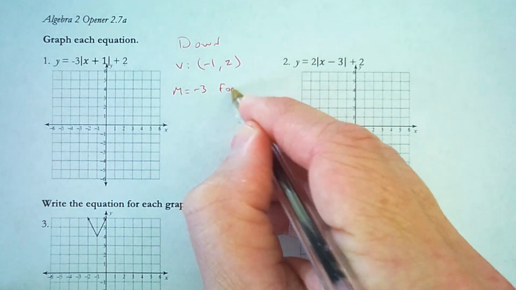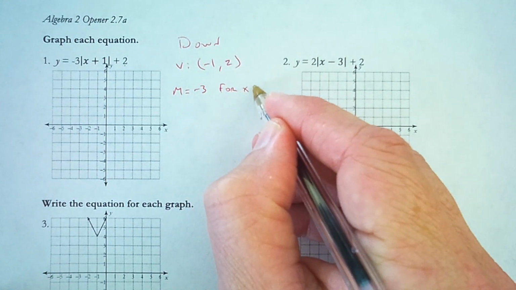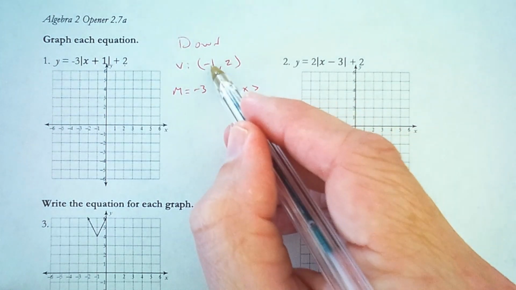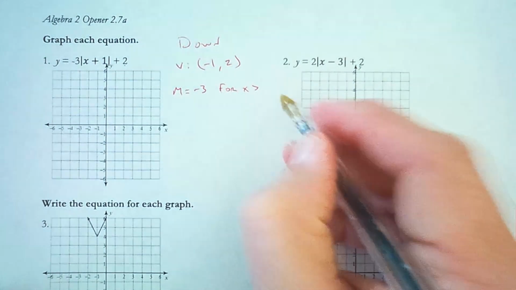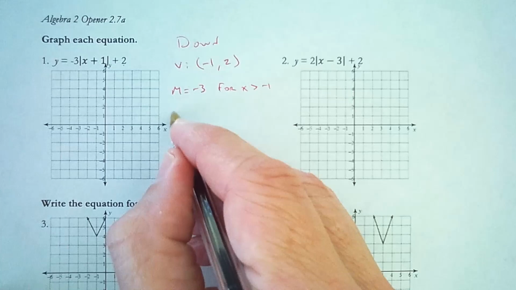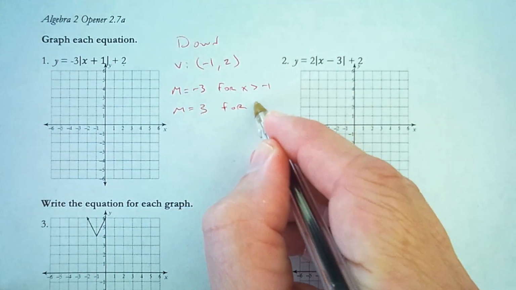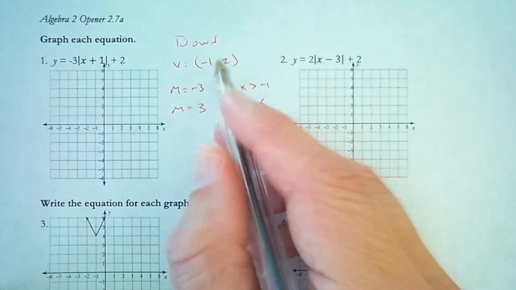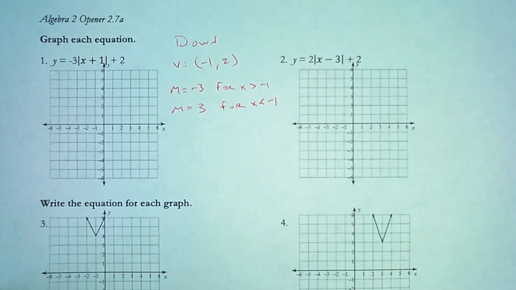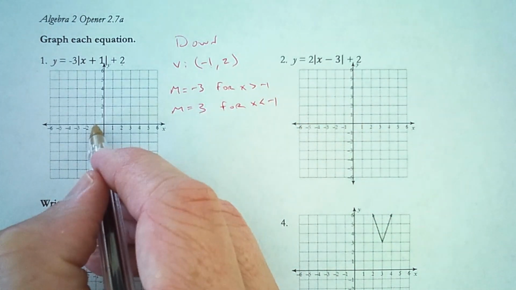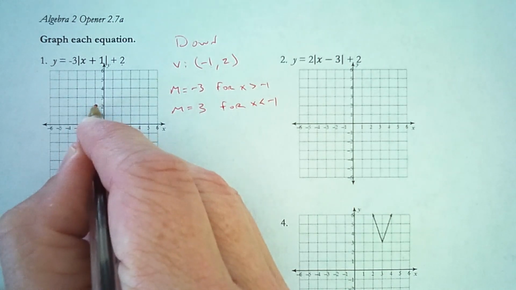So let's write the domain for that. For x's that are to the right of or greater than negative 1, the x value of the vertex. And the slope is positive 3 for what domain? For x's that are to the left of or less than the x value of the vertex. So the vertex is negative 1, 2.